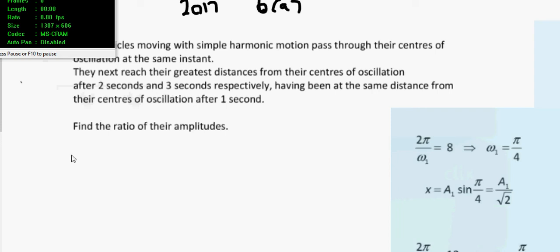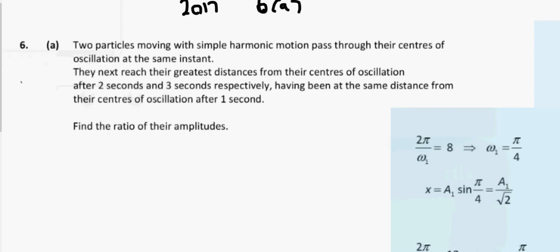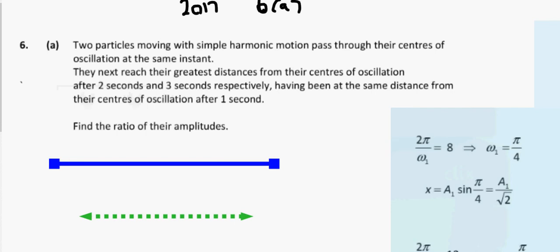Two different particles doing simple harmonic motion. I'll draw myself a diagram. Blue one, green one. Okay. And I'll just have the centers of their motion directly opposite. Okay with that? So let's put the blue particle and the green particle, and that'll be the picture in my head.